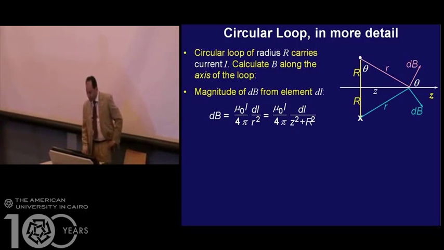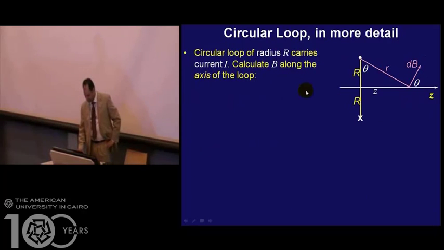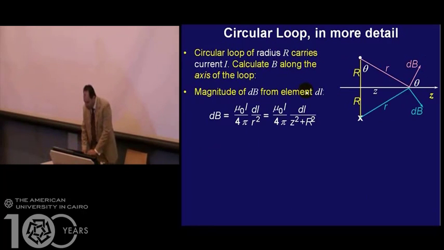That component dB is going to equal mu 0 I divided by 4 pi times dl over r squared. So mu 0 I over 4 pi times dl over r squared. Look at this. What's r? R squared is equal to r squared plus z squared. So it's dl over z squared plus r squared.